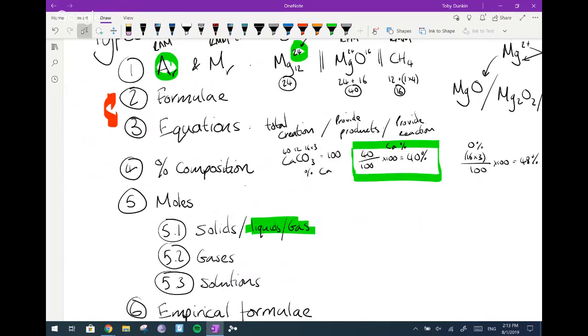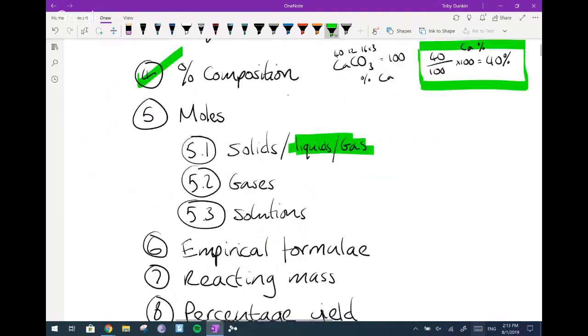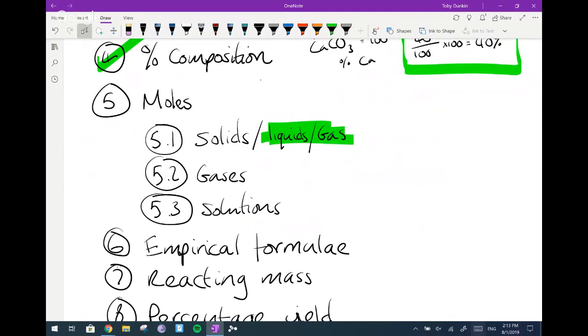Okay, so percentage composition's done. It's nice to run through the calculation types as I skip through them. So I've done the first 4 now. Then, of course, it drops into the most feared, I think that's the right word, the most feared part of calculations, which is moles.